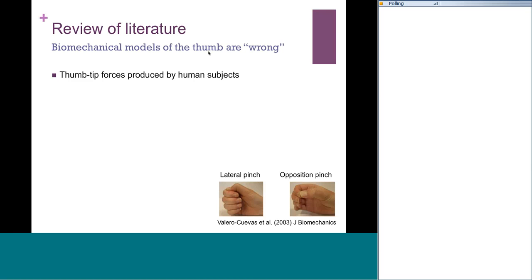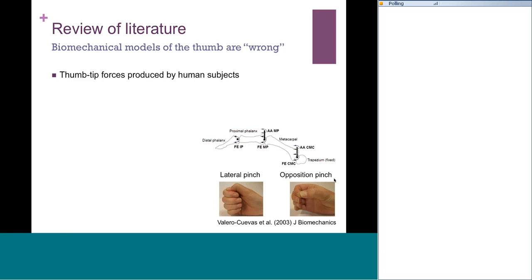They developed a biomechanical model of the thumb to predict the thumb tip forces produced by human subjects during maximum voluntary effort. What I'm showing here on the bottom of the screen are two really important functional hand postures. The lateral pinch posture, which you might recognize that you use to pick up a key, so it's also called key pinch posture, and opposition pinch posture, which is used for more precision grip. So they studied the ability of individuals to produce forces in these different postures under maximum voluntary contractions, and they also developed a biomechanical model of the thumb.